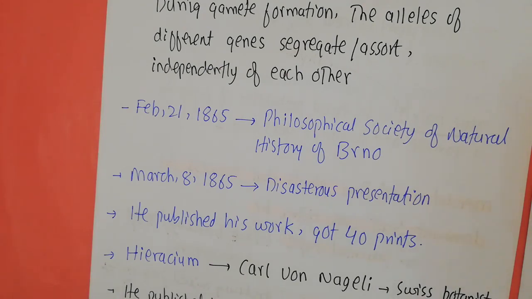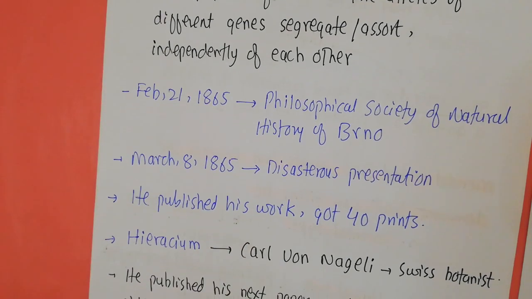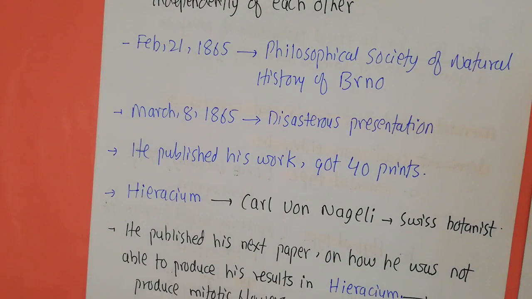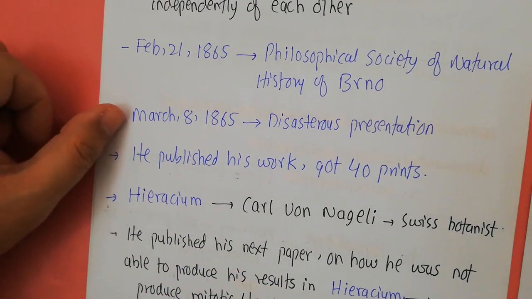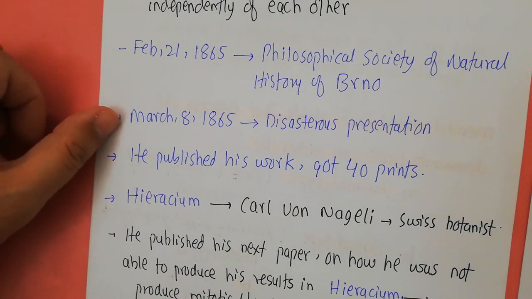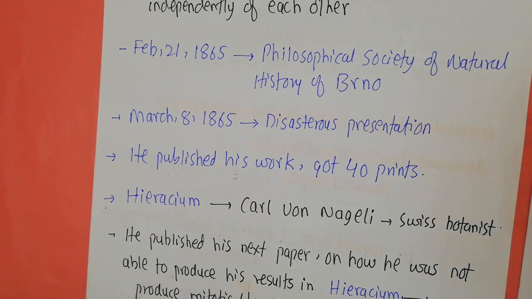And in the second session, when Mendel was to present his work, no one came back to listen to his presentation. So the presentation of Mendel was set for the next meeting, on March 8, 1865. What Mendel did in his presentation was a disaster.